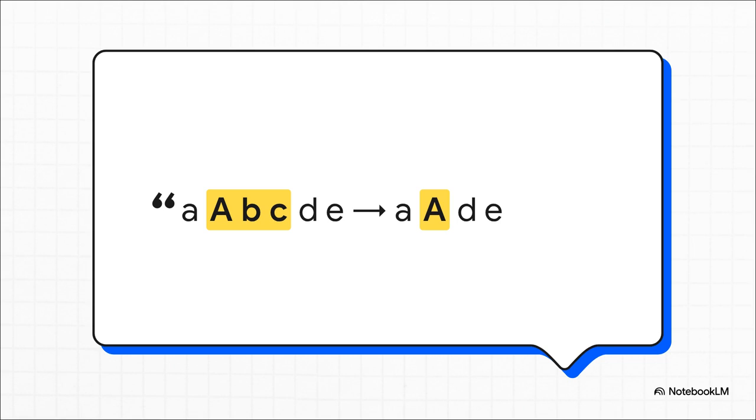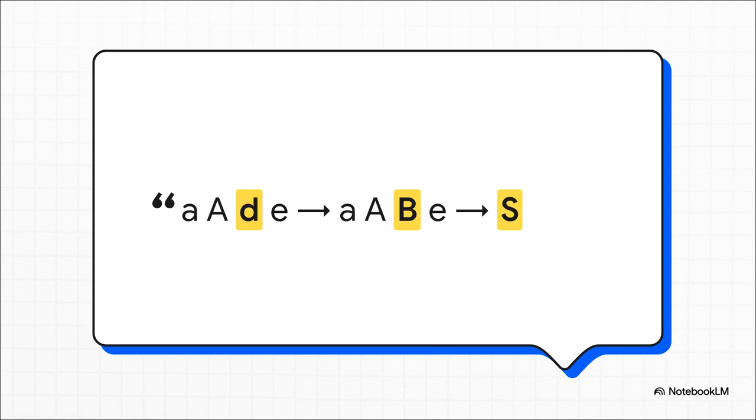See how the string is getting shorter and simpler? We're climbing up the tree. And it just keeps going. The D gets reduced to a B. And then for the grand finale, it looks at what's left. AABE, and recognizes that this matches the big starting rule. It reduces the entire thing down to S. Mission accomplished. The string is valid.